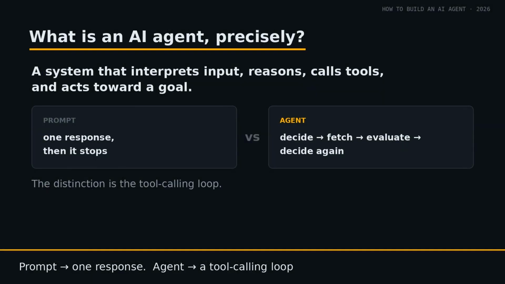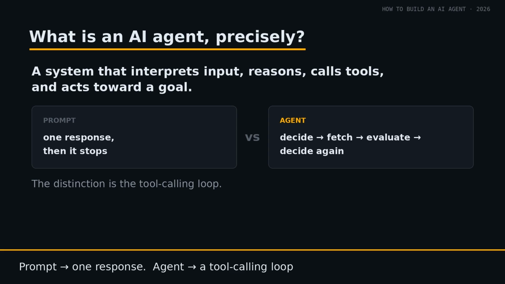So, what is an AI agent precisely? It is a system that interprets an input, reasons about it, calls tools to gather information or take action, and works toward a goal, as opposed to a single prompt that returns text and stops. The distinction is a tool calling loop. A chatbot prompt produces one response. An agent decides what it needs, fetches it, evaluates what came back, and decides again until it reaches an outcome or hits a stopping condition.